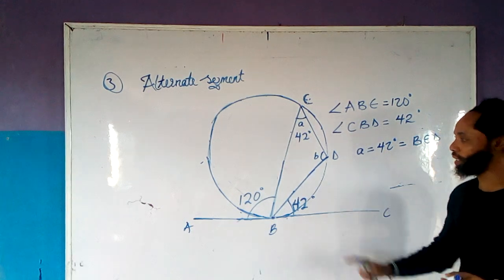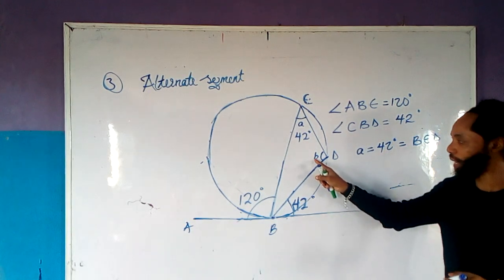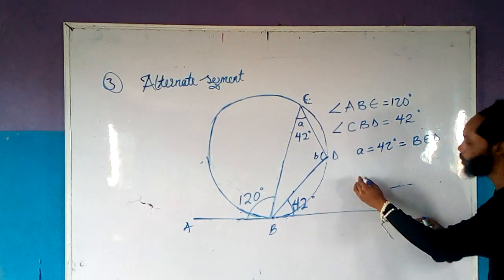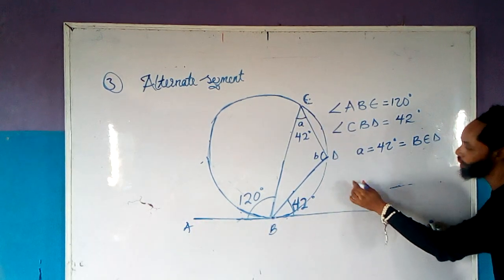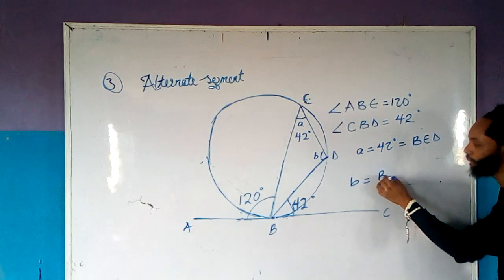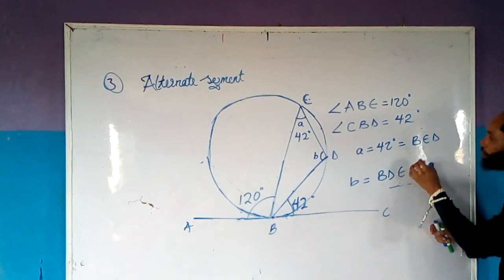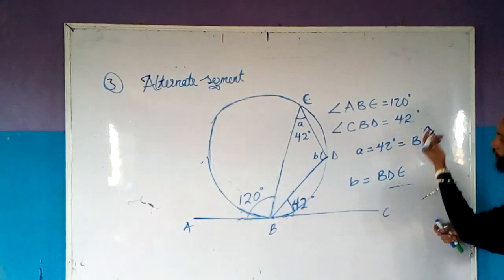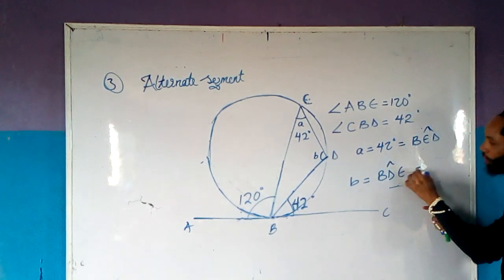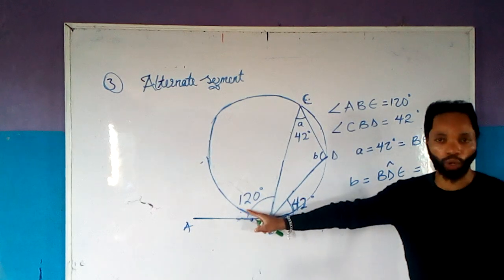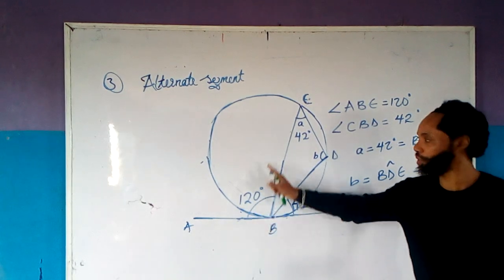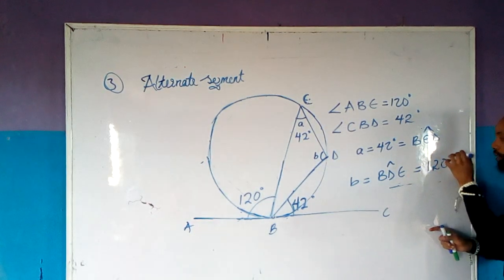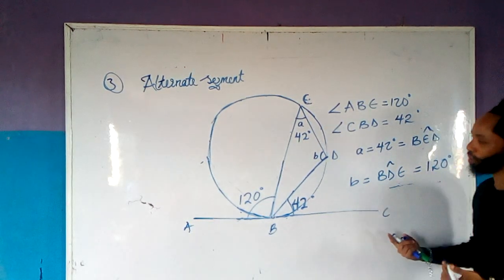So let's get our B. Angle B here could be seen as what? BDE. We will call it angle B. It also equals BDE. Remember, you can put your cap up here. Also equals to what? 120. Remember, alternate segments. 120. So this is what alternate segment talks about.